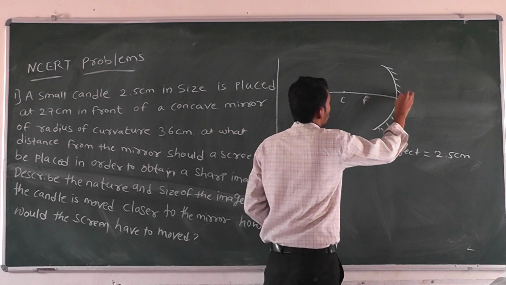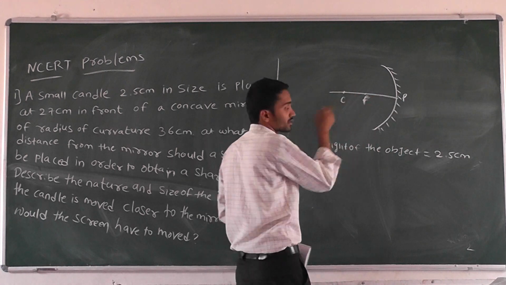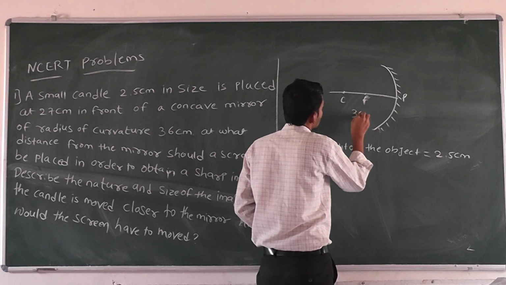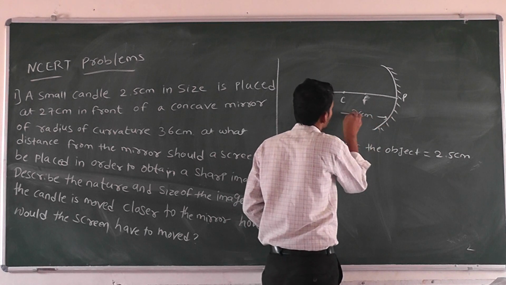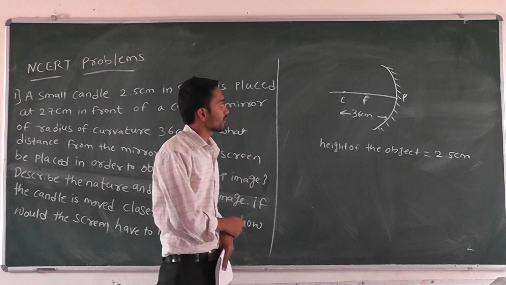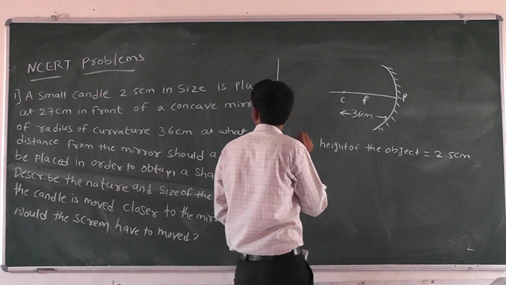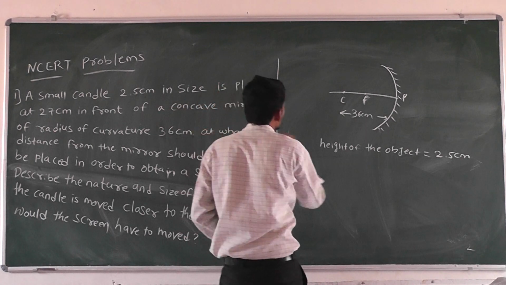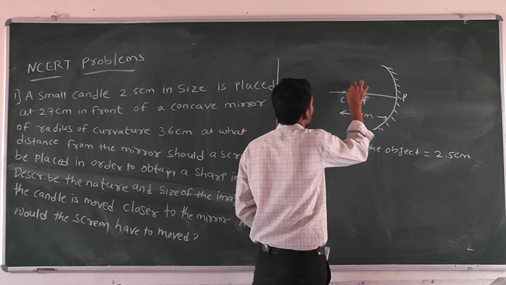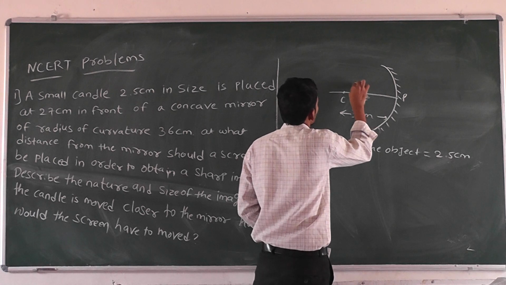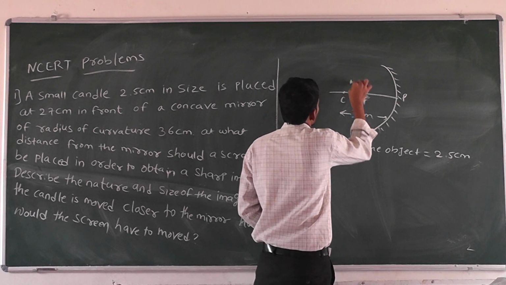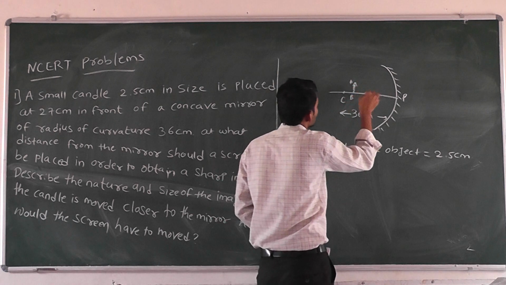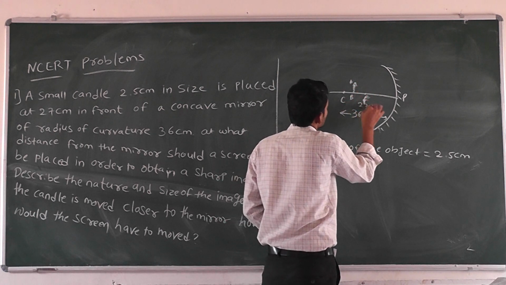From the pole to the center of curvature we call radius of curvature. What is the radius of curvature? 36 centimeter. The complete radius of curvature of this concave mirror is 36 centimeter, and next a small candle is placed at 27 centimeter. Somewhere here we have placed a candle. Assume this is the candle AB. It means the object distance is 27 centimeter.